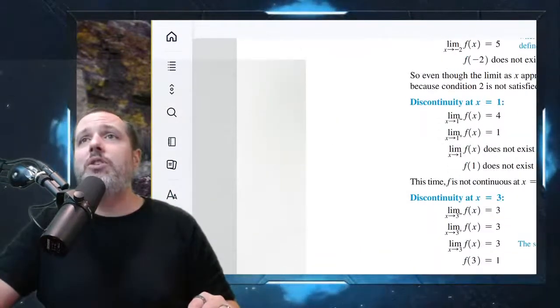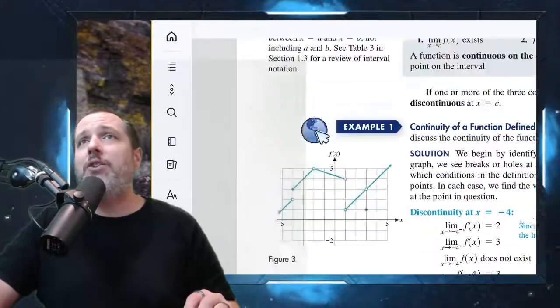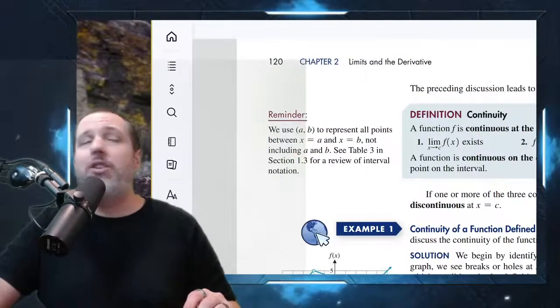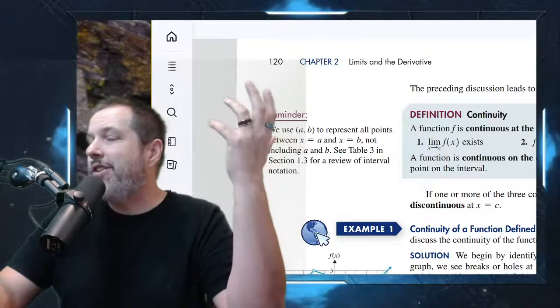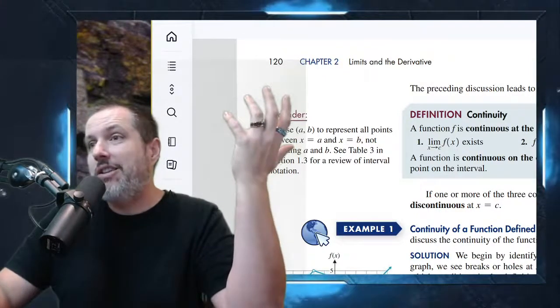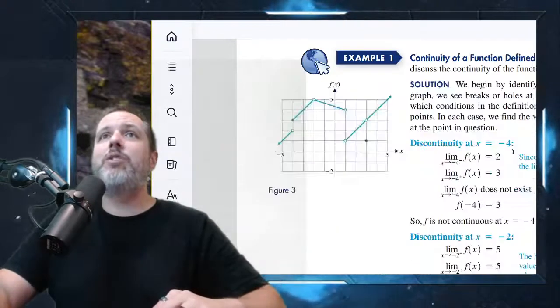And there's some good examples in the book, and they go through, you calculate the limit, you calculate the function value. Are they the same? Then you're continuous. Are they different? Then you're not continuous, right? That's pretty much what it comes down to.